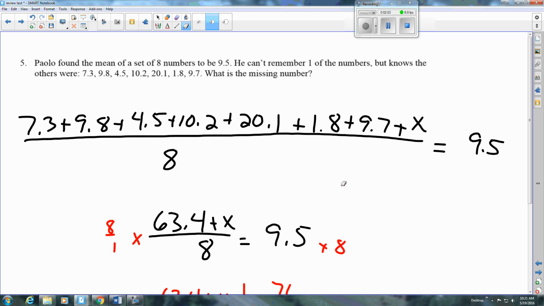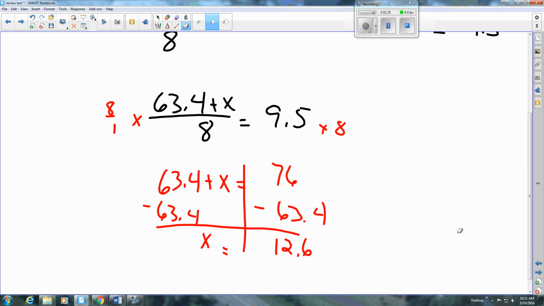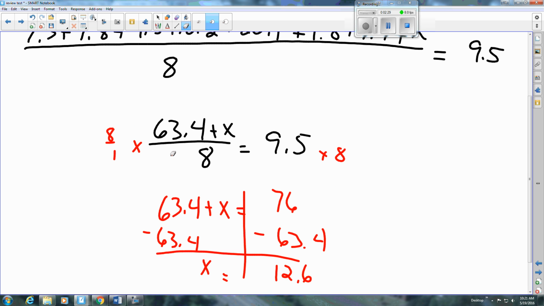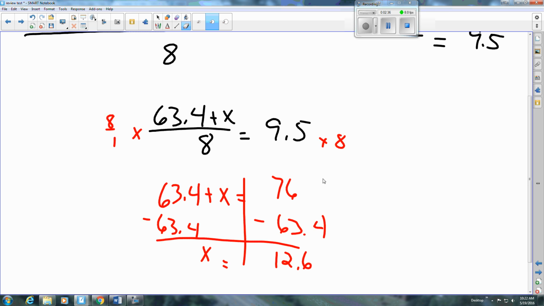Paulo found the mean of the set of the 8 numbers to be 9.5. He can't remember one of the other numbers, but he knows the others are 7.3, 9.8, 4.5, 10.2, 20.1, 1.8, and 9.7. What is the missing number? Add them all up, divide by 8. That has to equal 9.5. So we multiply both sides by 8. And then I combined all of the numbers to be 63.4. Subtract it out from both sides. You end up with 12.6 as your answer.